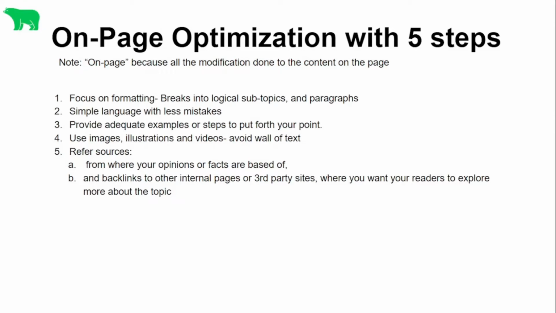Now, the first step of on-page optimization is to focus on formatting. If you have a thought which you have written in text format, try to break it into small consumable paragraphs. The attention span of readers is going down, so it is always advised to keep your paragraphs maybe 3 or 4 lines maximum. The second point is to use simple language with fewer grammatical errors.